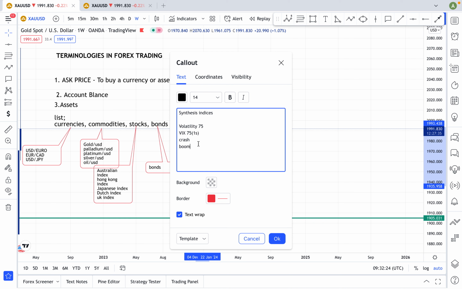In this crash, we have 500, we have 300, crash 300, crash 500, crash 1000. Here as well, we have 300, 500, we have 1000. So it depends on what you're doing.